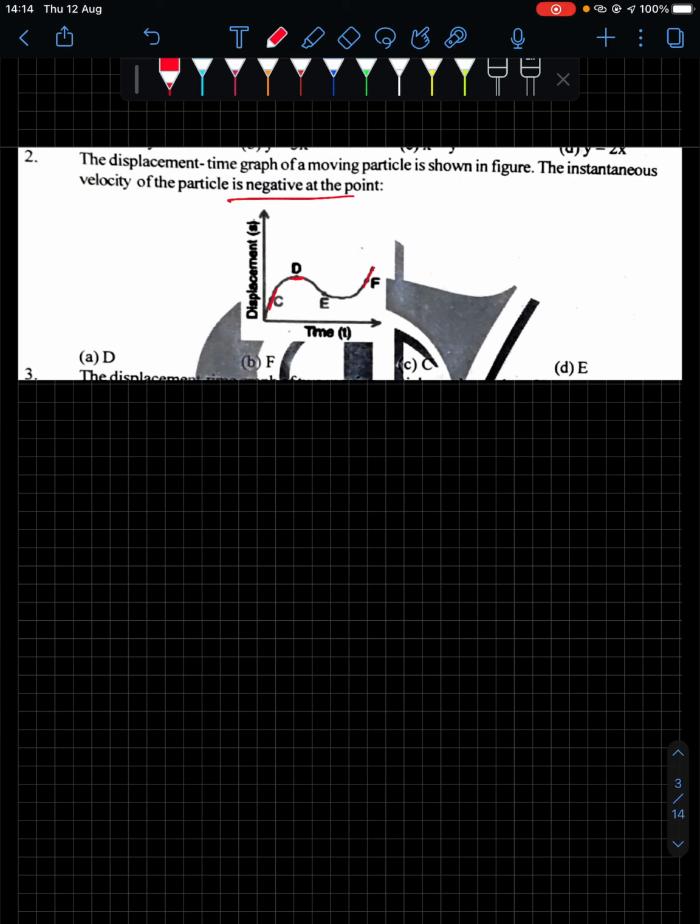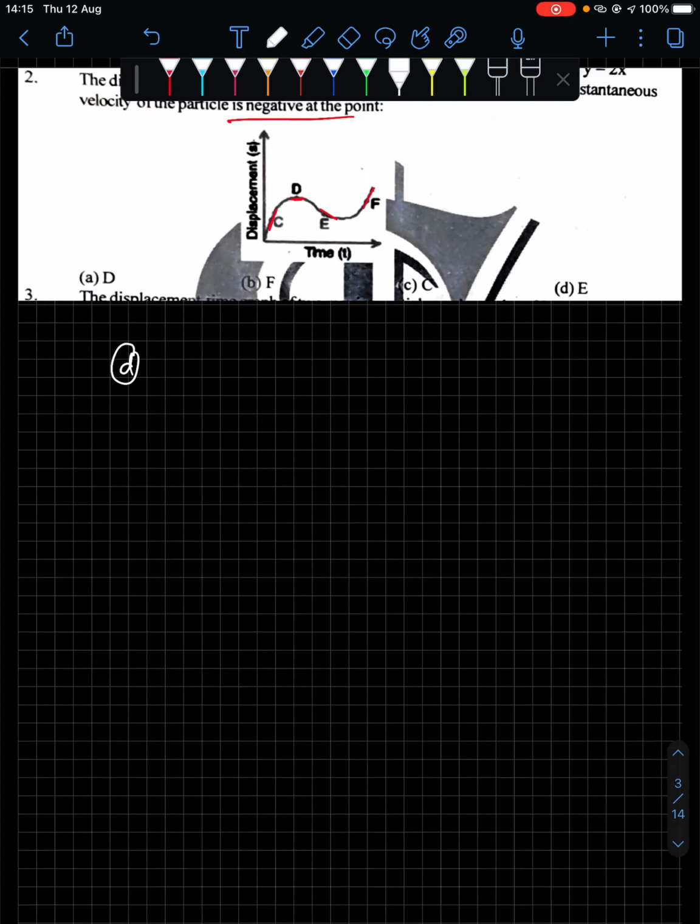Here the instantaneous velocity is constant, right? At E the instantaneous velocity is reducing. Therefore your answer is option number D. It's a falling slope at E.